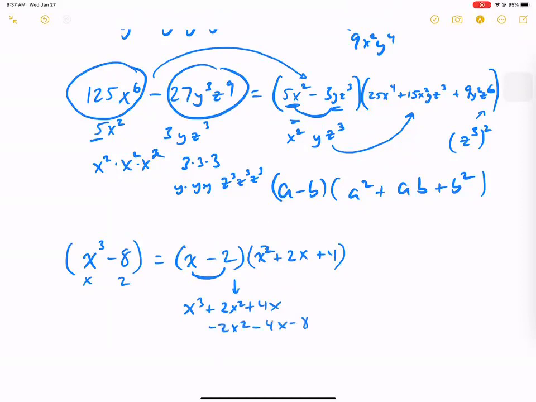I want you guys to look at these terms right here. You're going to notice that, hey, they're going to actually cancel out. And that's why we need a plus and minus. Just like before with difference of two squares, the plus and minus cancel out the middle term. The plus and minus here will cancel out these middle terms also. So these all go away, and we're left with a simple, nice x cubed minus 8, where we started from.